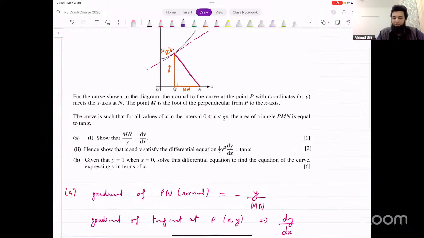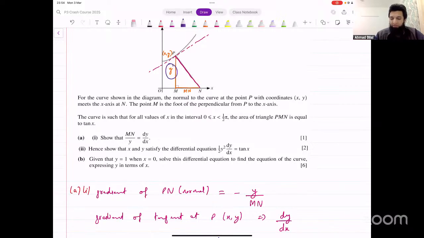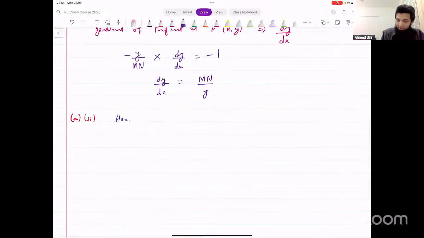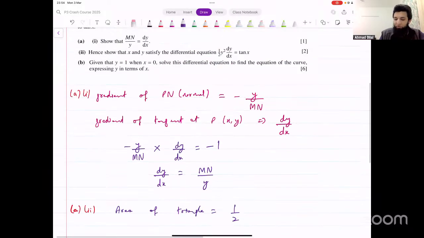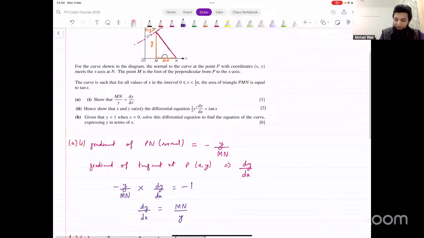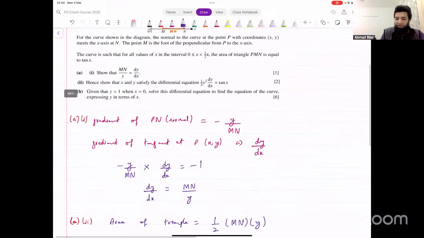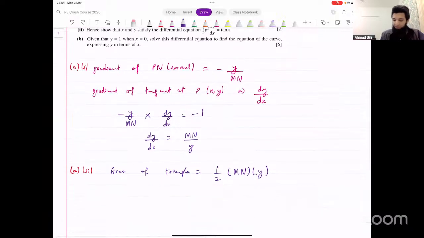What's the area of a triangle given by? Area of triangle is half into base into height. If we take MN as the base, we can take y as the height. So area of triangle is equal to half into base into height. Base of this triangle is MN, height is y, so it becomes MN times y. They have given us that the area is supposed to be tan x, so we equate this to tan x. We get tan x equal to 1/2 into MN times y.